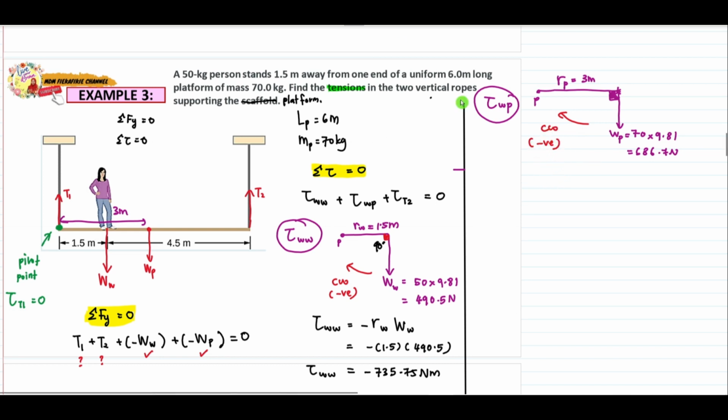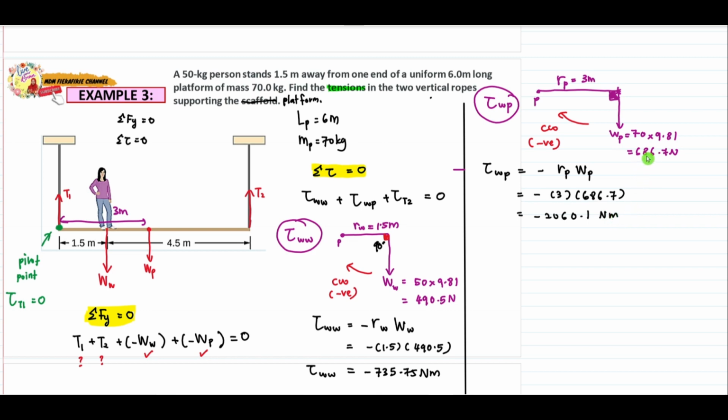Okay, so now we can write our equation. Torque due to the weight of the platform should be negative RP WP sin 90 degrees. So negative RP is 3, WP is 686.7 Newton. You will get negative 2060.1 Newton meter.